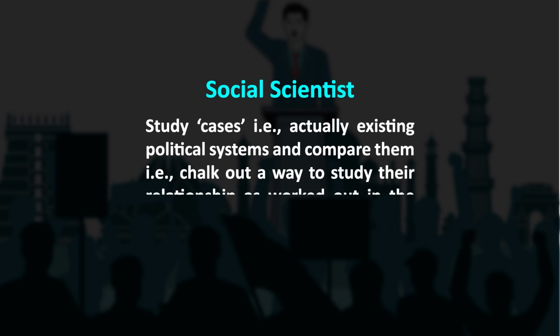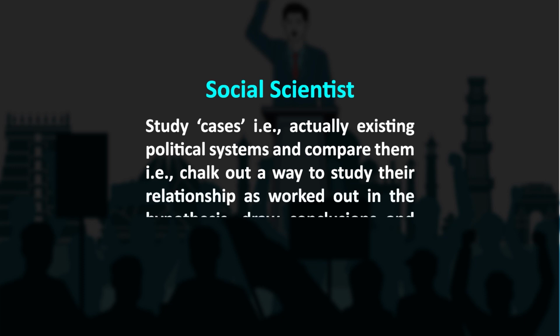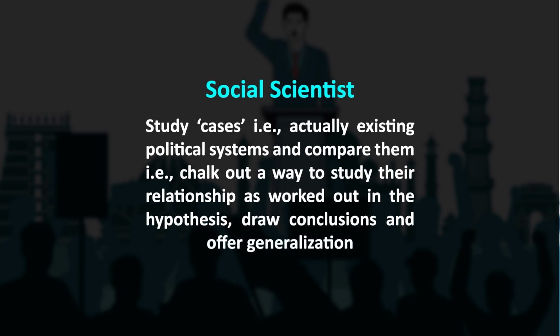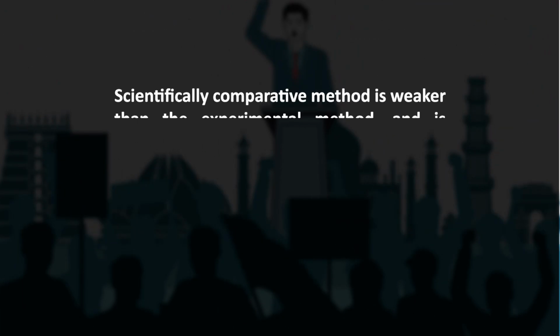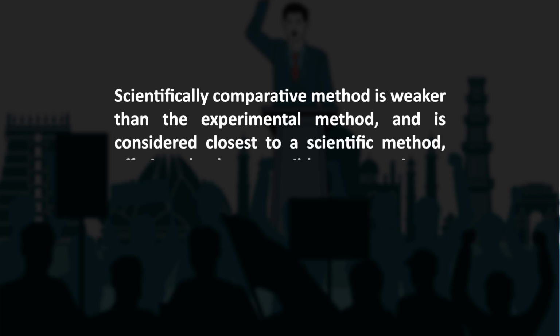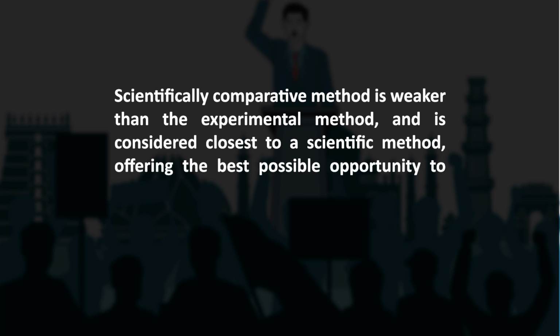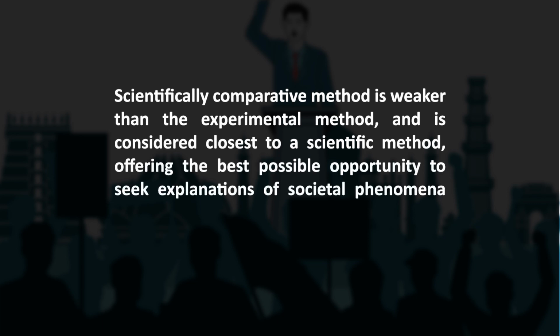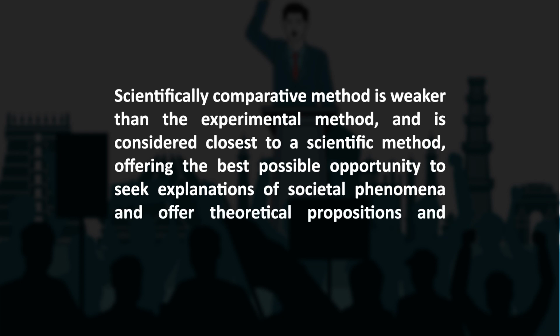But dear students, a social scientist can however study cases, that is actually existing political systems, and compare them, that is chalk out a way to study their relationship as worked out in the hypotheses, then draw conclusions and offer generalizations. Thus, the comparative method, though scientifically weaker than the experimental method, is considered closest to a scientific method, offering the best possible opportunity to seek explanations of societal phenomena and offer theoretical propositions and generalizations.